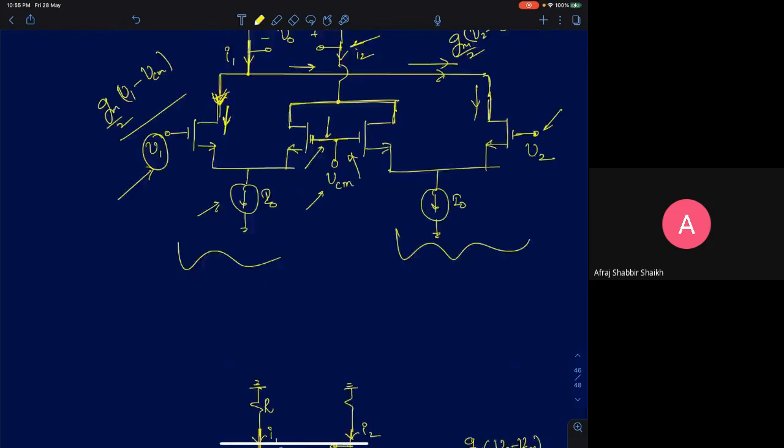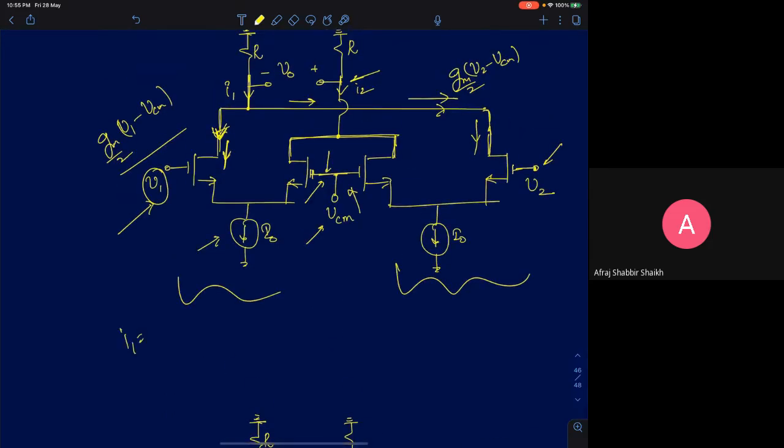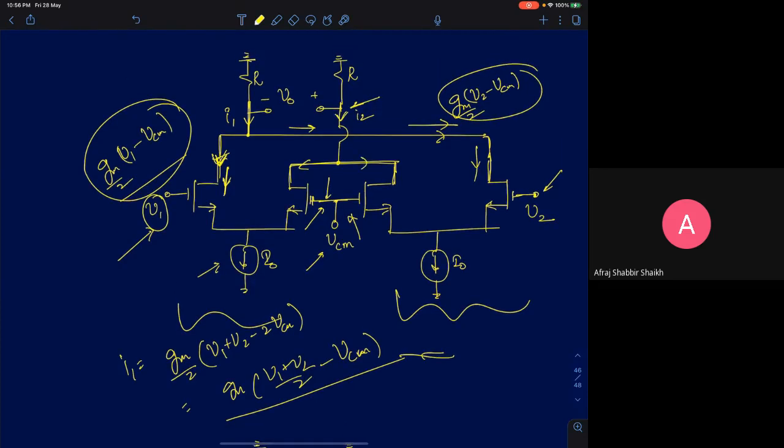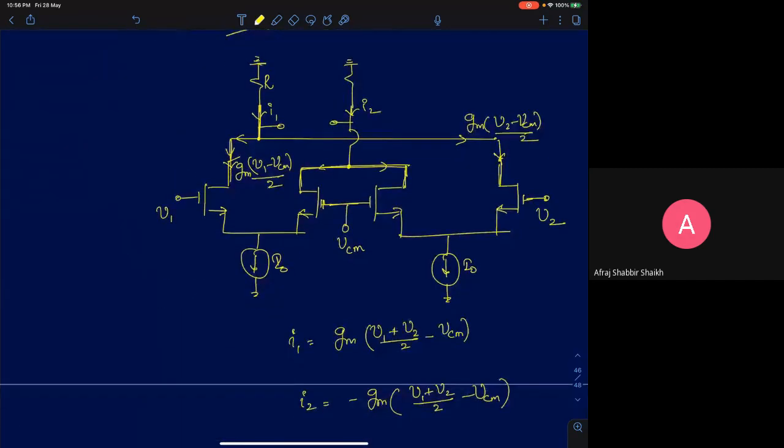So your current I1 here is going to be the sum of these two: Gm by 2 into (V1 minus VCM) plus Gm by 2 into (V2 minus VCM). So it will be Gm by 2 into (V1 plus V2 minus 2 VCM). I can write it as Gm into ((V1 plus V2) by 2 minus VCM). That's your I1. Similarly, I can show I2 will be just the negative of this, because we are adding up the other two halves of the currents. So that's what I have written here.